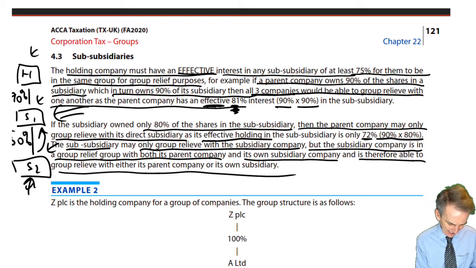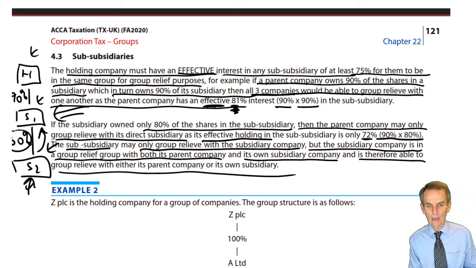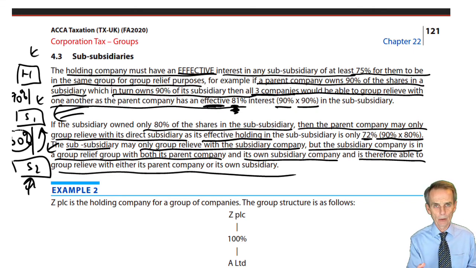Here, making it 80% that S1 owned in S2 doesn't change the fact that there are three companies in that group. But looking specifically at one issue for taxation purposes, group relief, we've got different companies being able to group relieve with one another. It's not the same for everyone. S1 was the lucky one in the middle. It was in a 75% group with both its parent and its subsidiary.